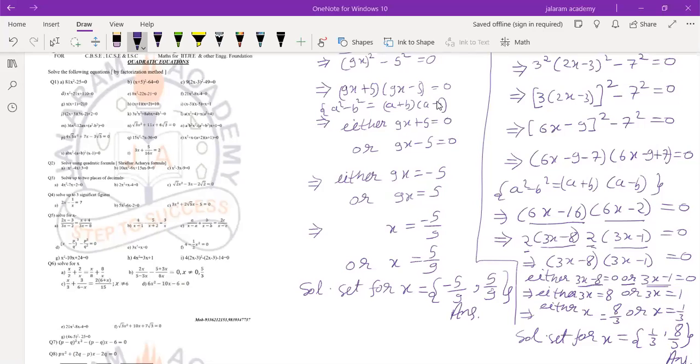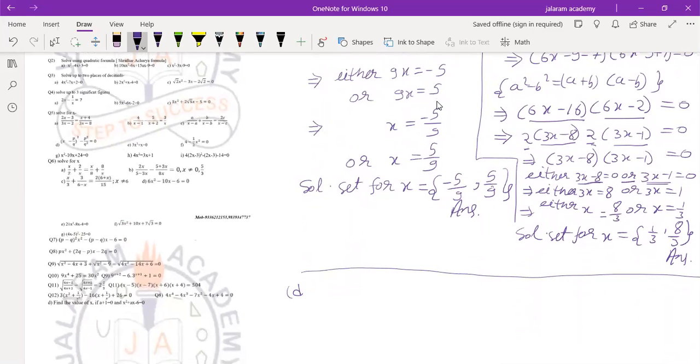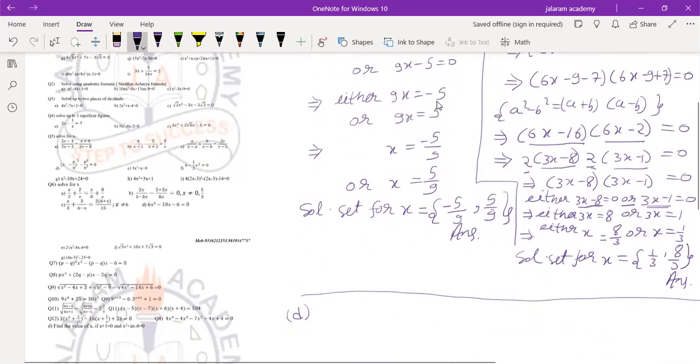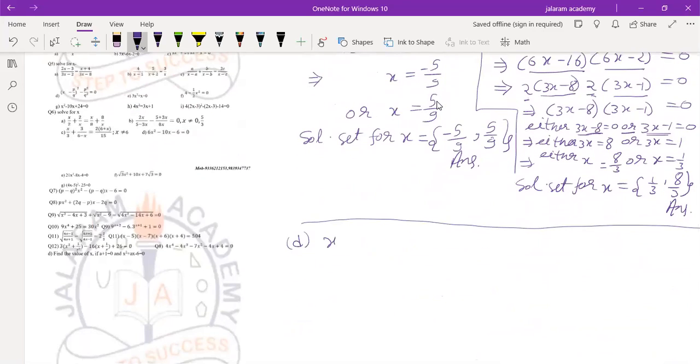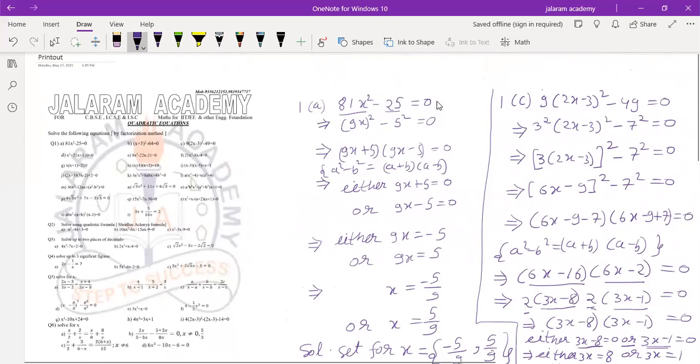Now we will discuss question number D. Question number D is x square minus 21x plus 110 equals to 0. Understood this question? x square minus 21x plus 110 equals to 0.